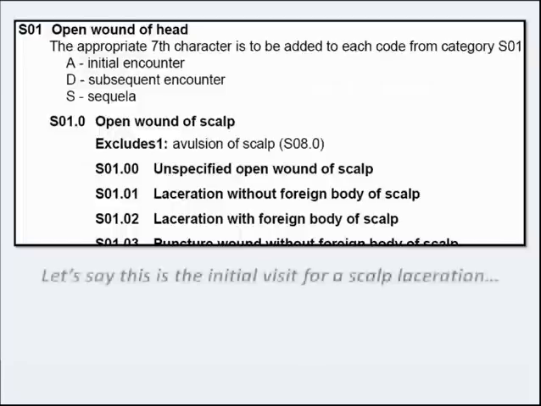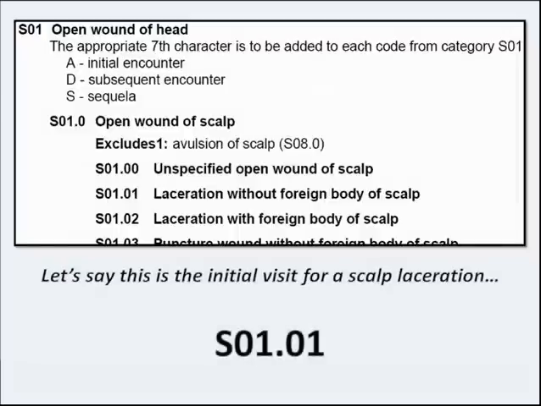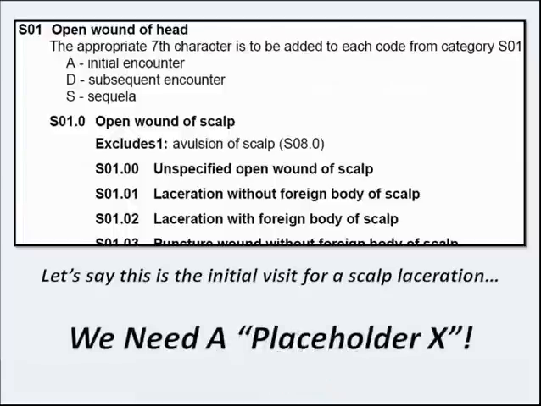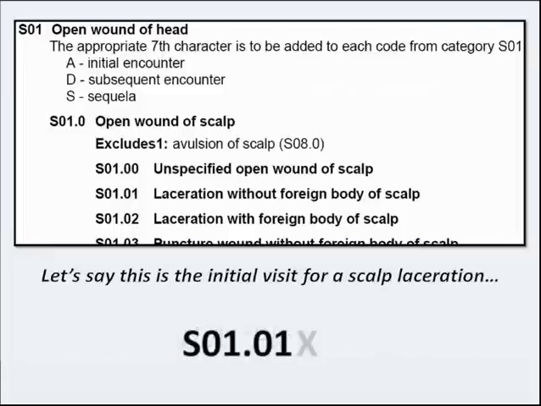To keep it simple, let's say that this is the initial visit. Well, we know that the base code is S01.01, but if we add the A to the end, that only makes 6 characters, and they're asking us to add a 7th character. That's where the placeholder X comes in. Anytime we're asked to extend out to 7 characters, but simply adding the required additional character leaves us short of 7 characters, we're supposed to use the letter X to help make up the difference. So here, for example, we would simply add the letter X, and then add the A as the 7th character, which indicates that this is the initial encounter.